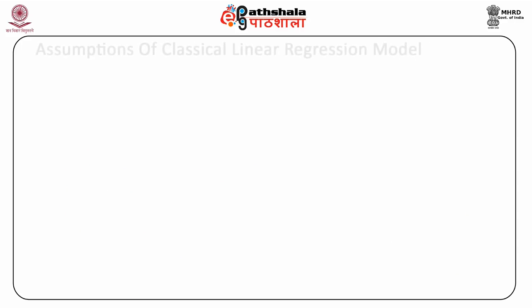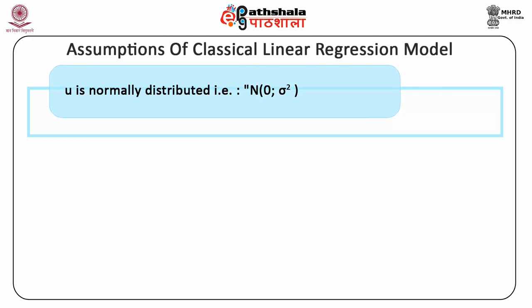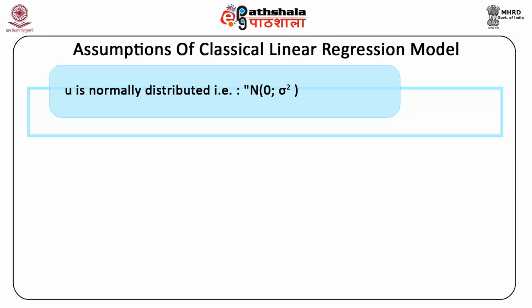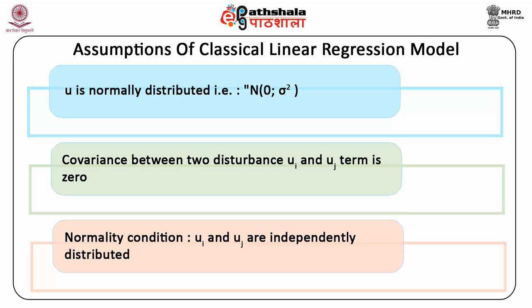In other words, given xi, the deviation of any two y values from their mean value do not exhibit any particular pattern. Assumption 9. The disturbance u is normally distributed, represented as N(0, sigma square). Thus, each disturbance term is normally distributed with mean 0, variance sigma square, and covariance between two disturbances ui and uj is 0. For two normally distributed variables, zero covariance or correlation means independence of the two variables. Thus, with the normality condition, ui and uj are not only uncorrelated but are also independently distributed.